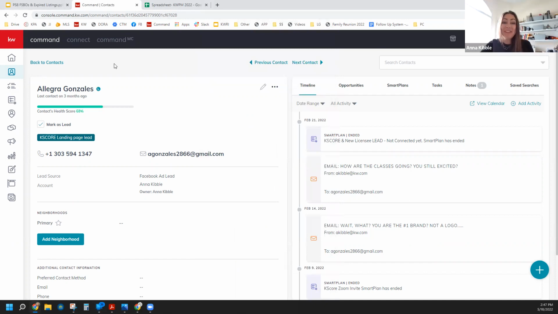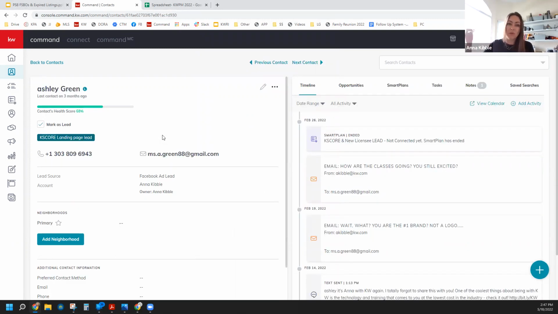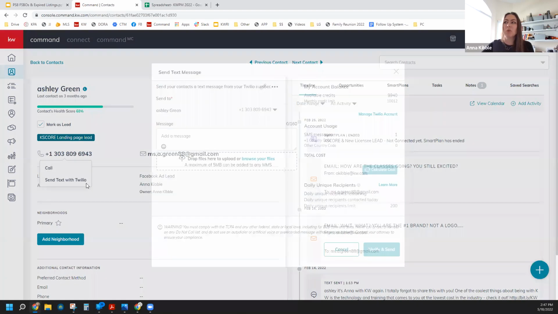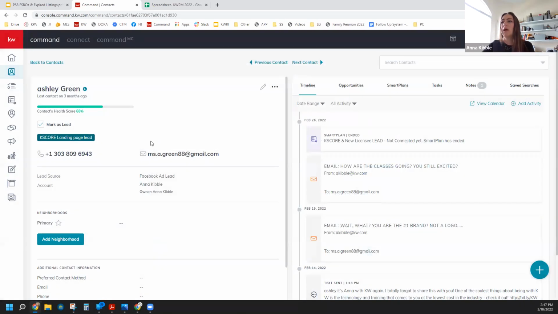All right. So load a list in command. Boom, boom, boom. I'm sure for you Mac users, your phone and your computer do the same thing. I'll bet that's not a problem. But yeah, kind of my favorite thing. You can call them or you can send a text with Twilio directly through here if you use Twilio on there.